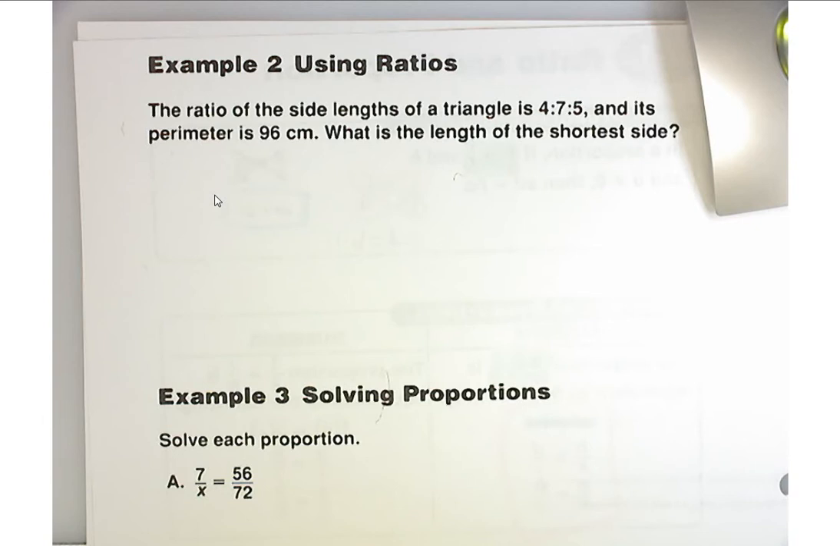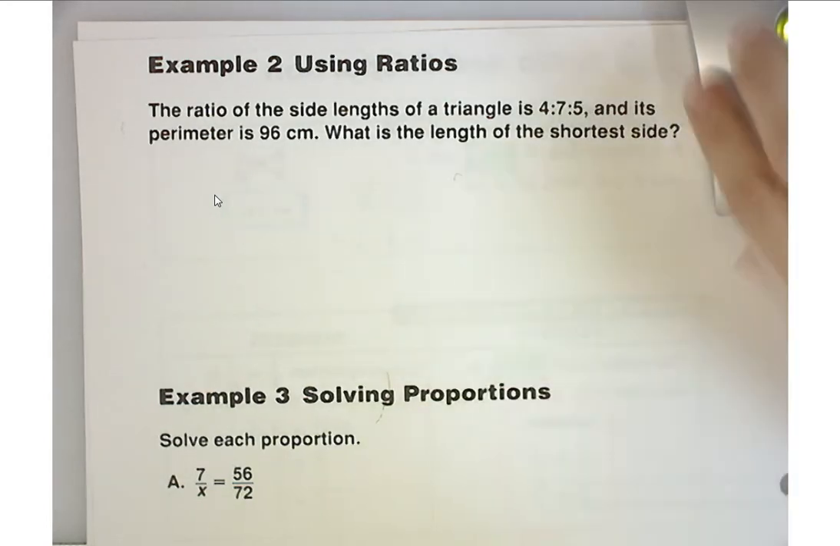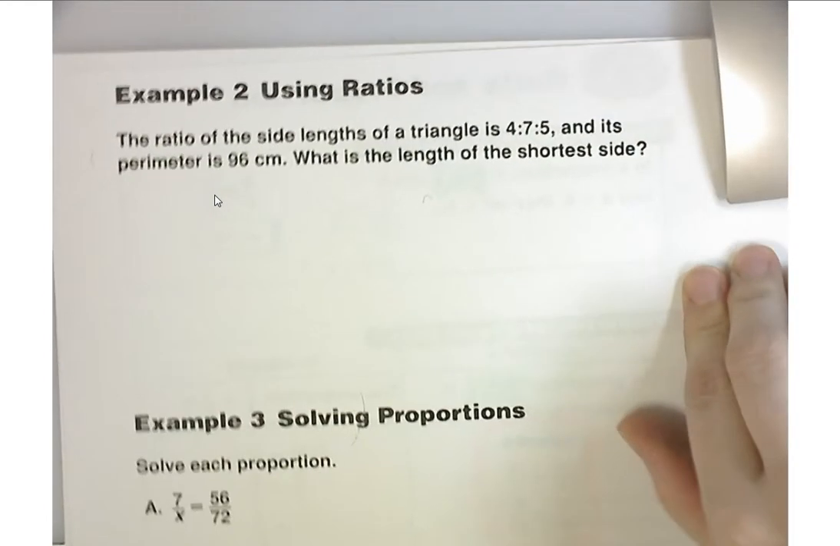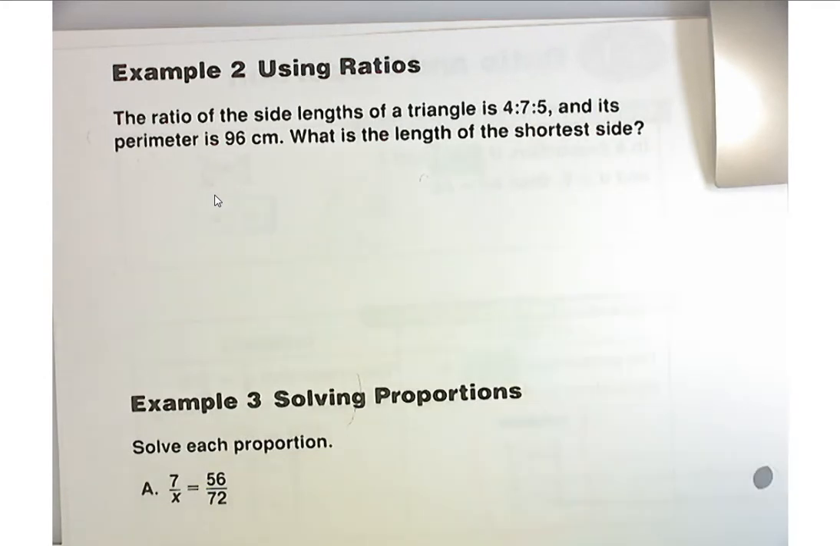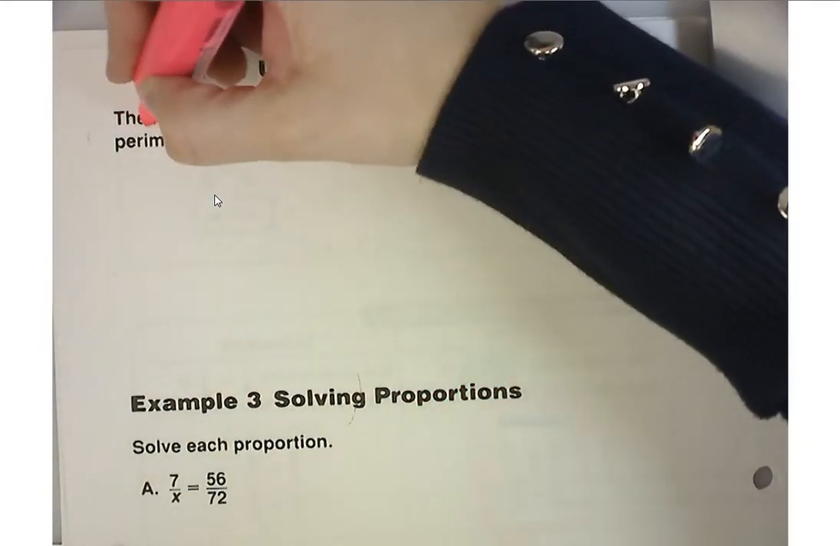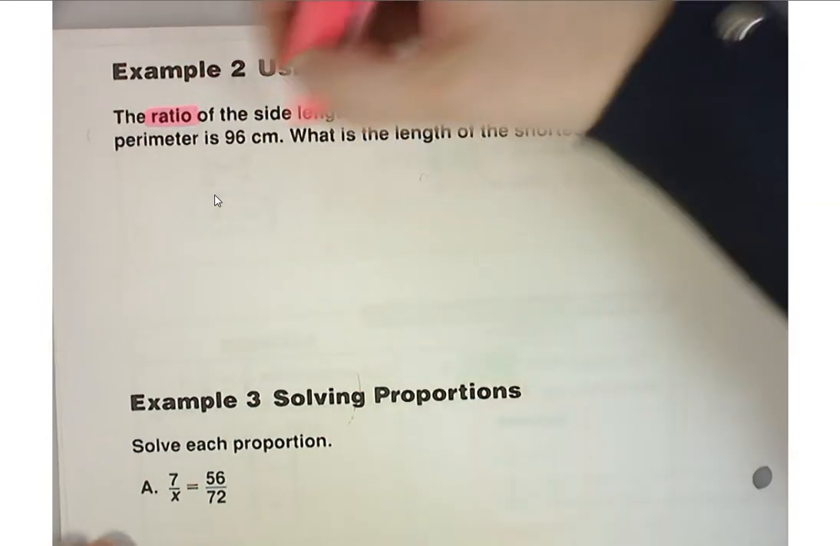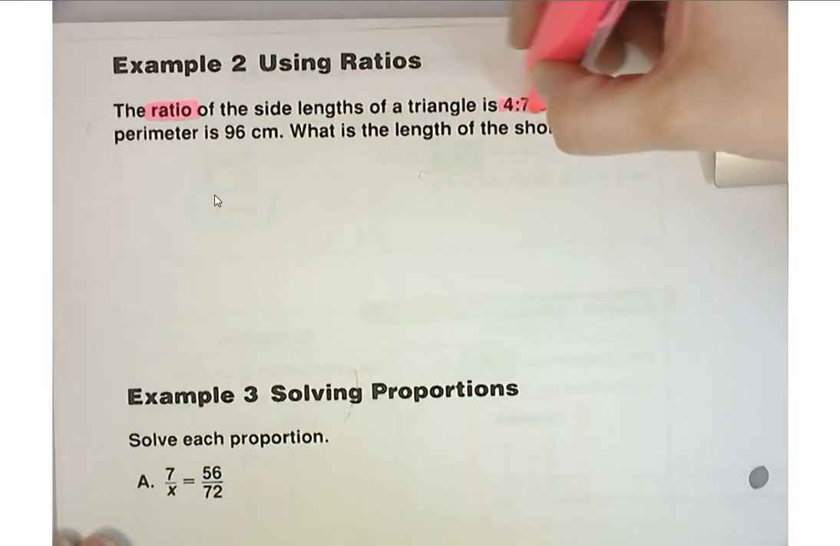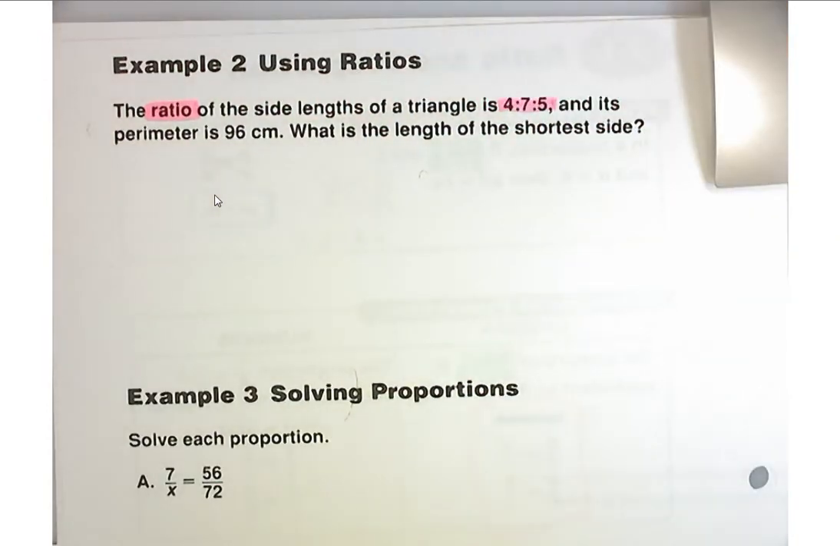Okay, and Logan, what's one part of this that you were thinking was going to be important here? The ratio of the side lengths of the triangle is 4, 7, 5. Okay, so it's not necessarily the side lengths, but it is the ratio of the side lengths. Okay, good. Caitlin, what's something else?